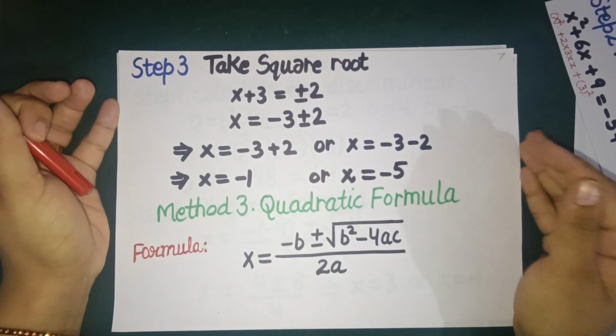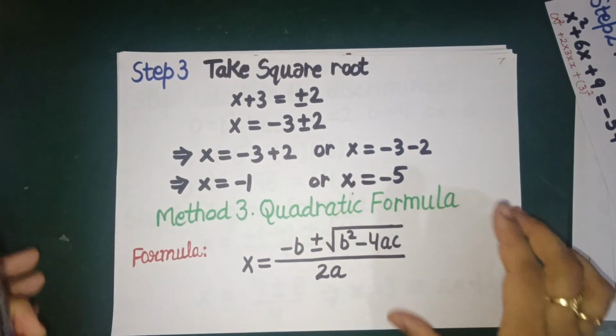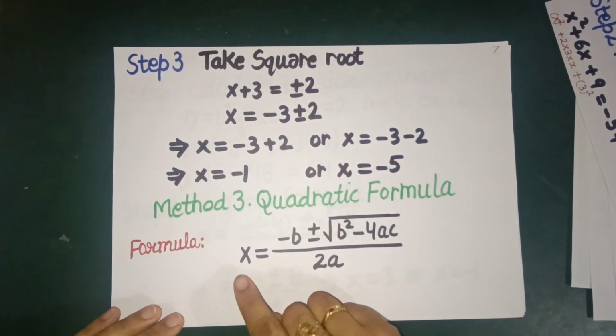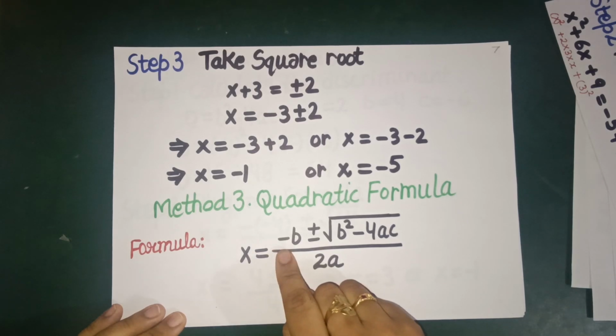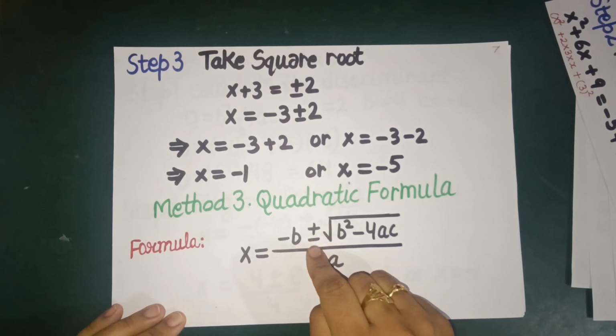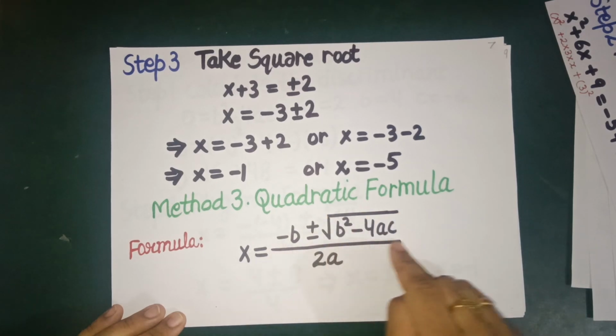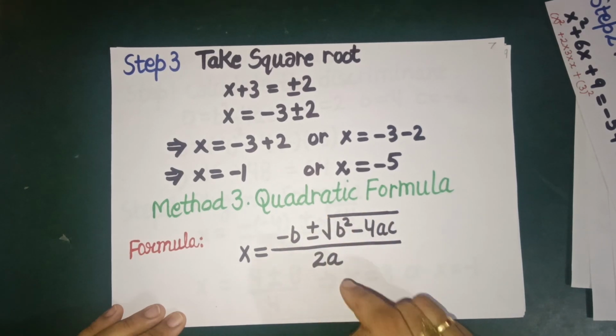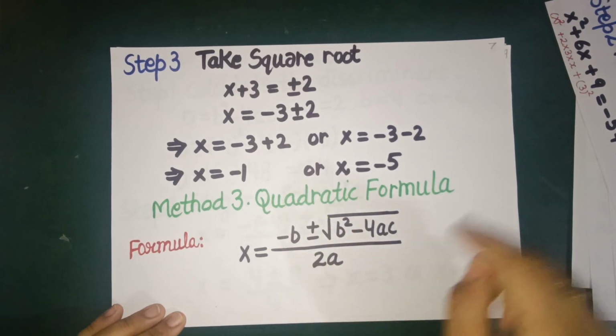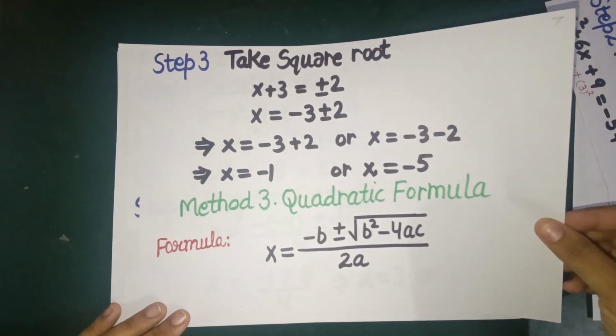Now the third method, which is a very important method and can solve any question. What is the formula? That is the quadratic formula. The quadratic formula says that x = (-b ± √(b² - 4ac)) / 2a. Let's take an example and solve the question.